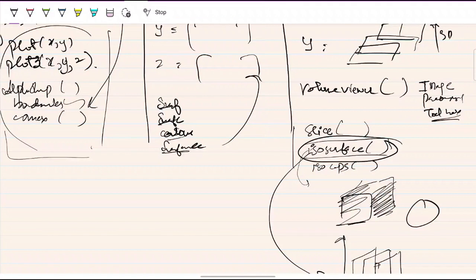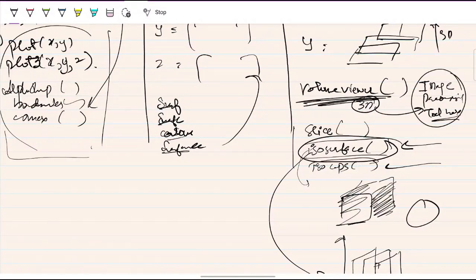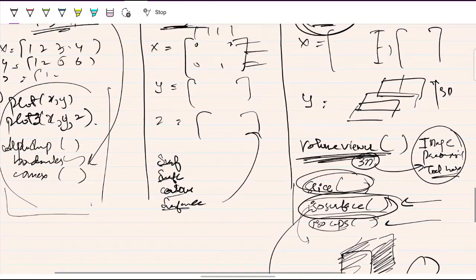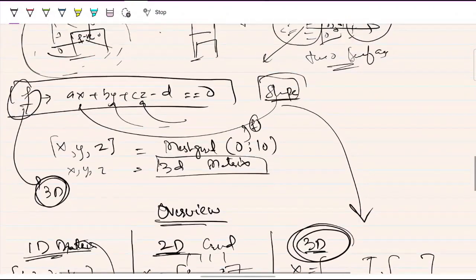You can visualize a volume and surface by using isosurface. We're going to use isosurface to view in this video also. Volume viewer is the best one to view a 3D matrix. For that you need the Image Processing Toolbox. There are also isocaps and slice. Slice is also an important one, and we're going to see how to visualize 3D surfaces.